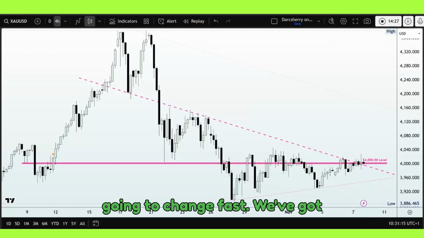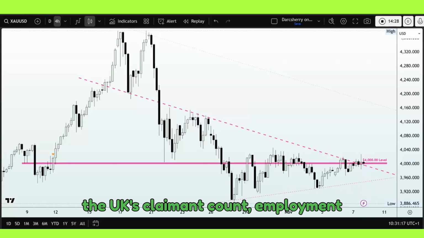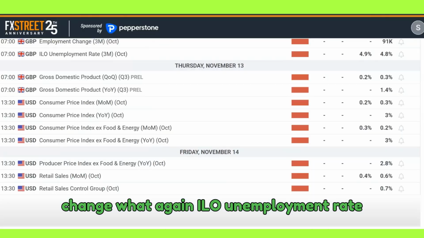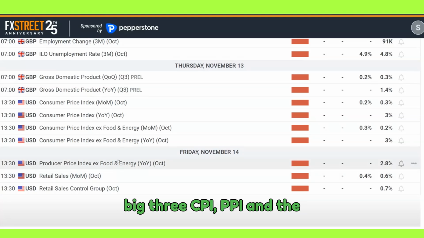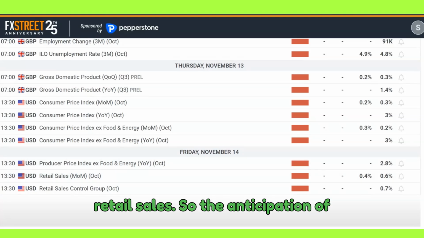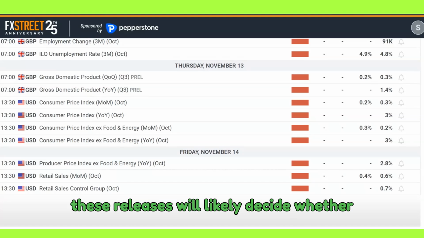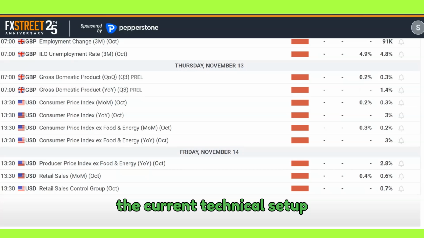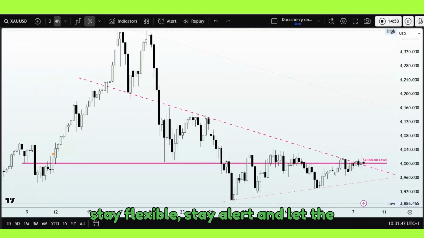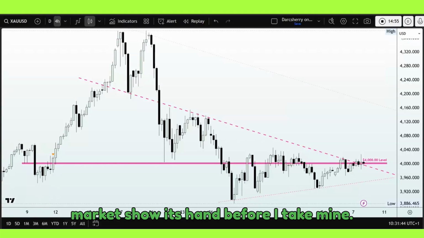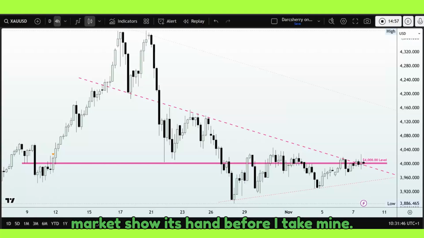We've got the UK's claimant count, employment change, ILO unemployment rate, and the GDP. And then we also have from the US the big three: CPI, PPI, and the retail sales. So the anticipation of these releases will likely decide whether the current technical setup will hold or break. So I'm going to stay flexible, stay alert, and let the market show its hand before I take mine.